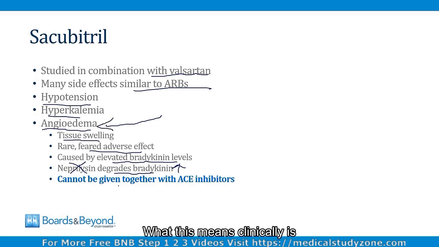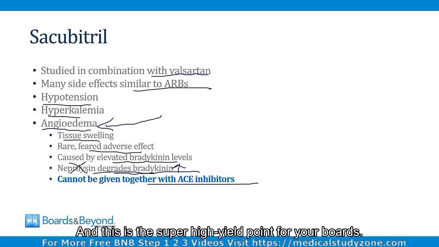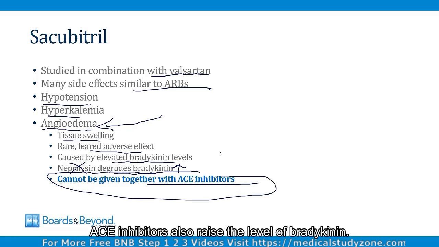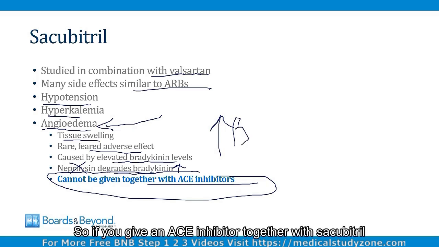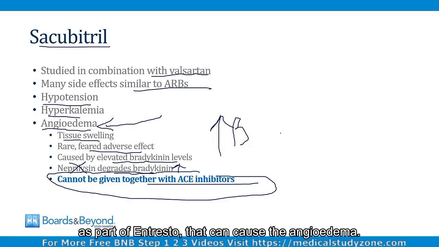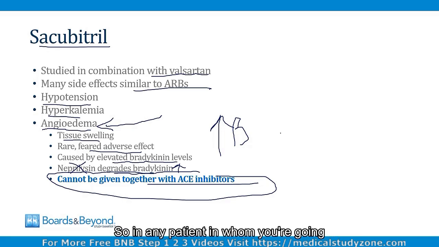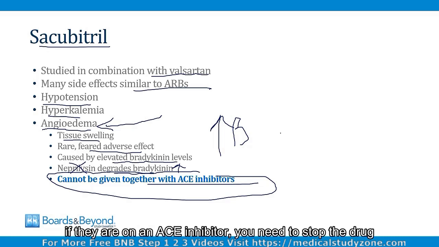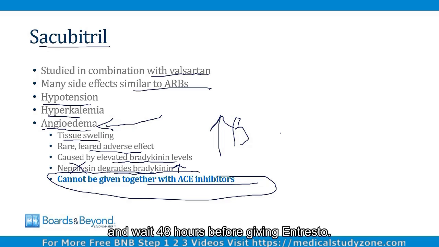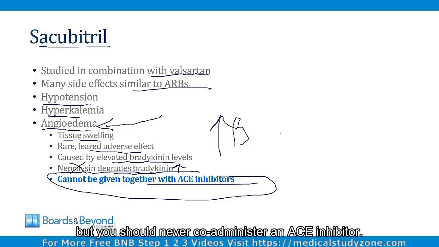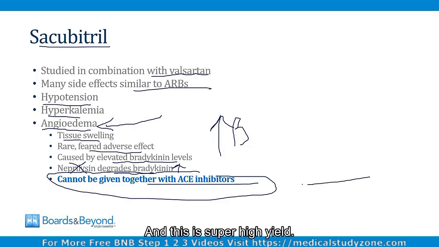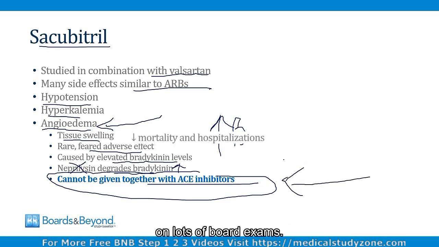What this means clinically is that you can never give sacubitril together with ACE inhibitors, and this is the super high yield point for your boards. ACE inhibitors also raise the level of bradykinin, so if you give an ACE inhibitor together with sacubitril as part of Entresto, that can cause angioedema. So in any patient in whom you're going to prescribe Entresto for heart failure, if they are on an ACE inhibitor, you need to stop the drug and wait 48 hours before giving Entresto. If they aren't on an ACE inhibitor, you can start Entresto right away, but you should never co-administer an ACE inhibitor. And this is super high yield. This is the kind of thing that comes up on lots of board exams.